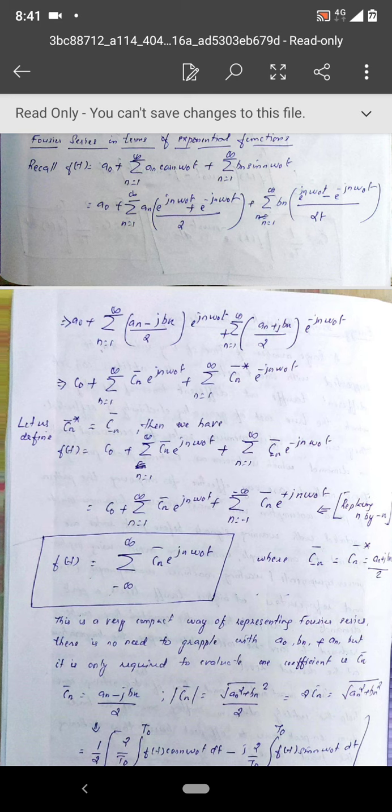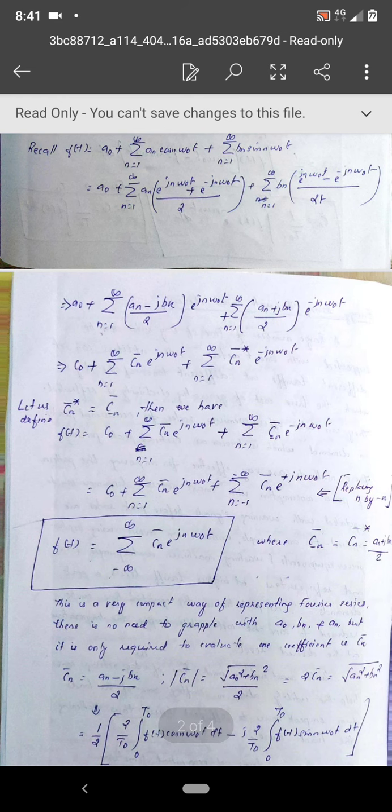So you get two complex numbers. Okay, a naught, you'll very shortly see what it is. A naught is nothing but c naught itself. I'll explain why a naught is equal to c naught, so I simply replace a naught by c naught. Then a summation from n is equal to 1 to infinity. I told you that this is a complex number. So an minus j bn by 2, I represent it as cn bar. Bar in the sense it's a complex number. Just to represent that cn is a complex number, you put a bar over it.